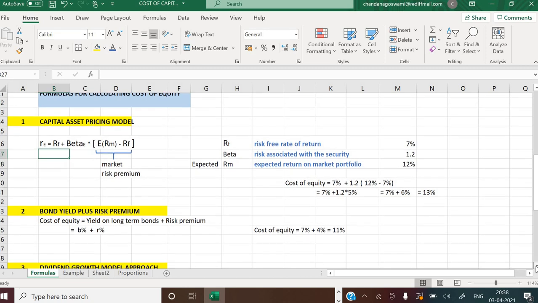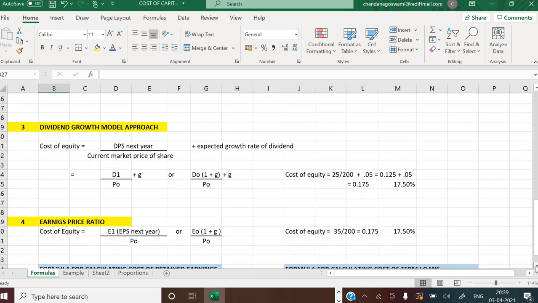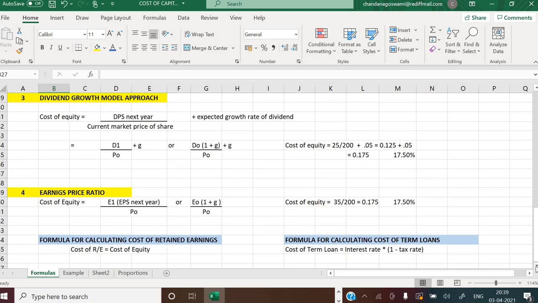Now let us move to formula number 3 and 4. Third is dividend growth model approach. So this says that cost of equity is D1 by P0 plus G. D1 is the dividend per share that is expected next year. P0 is the current market price of the share. And this G is the expected growth rate of dividend. So if I know what is going to be the dividend next year, if I know what is the current market price of the share, and I know what is the growth rate of the dividend, I can calculate the cost of equity.